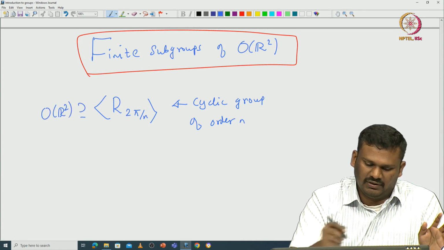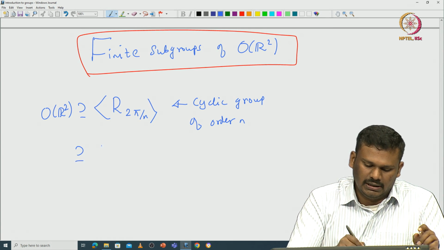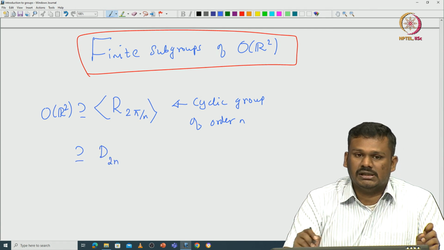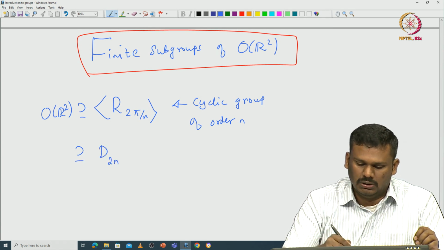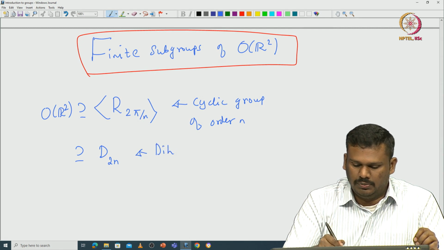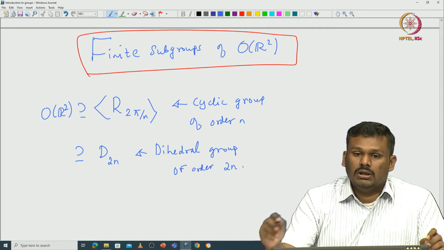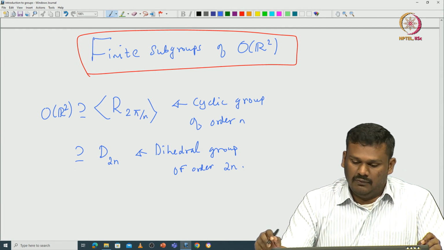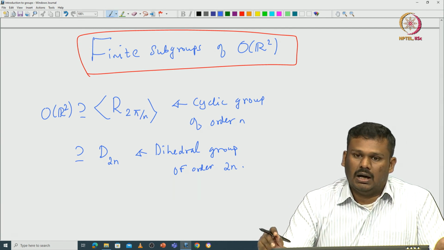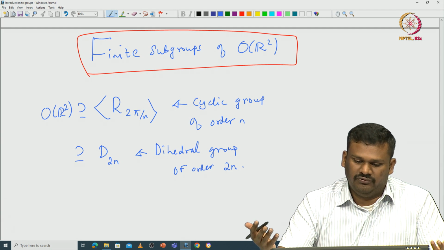This is something we have seen. We have just seen that this D_2n naturally sits inside this O(R²). So, this is the dihedral group of order 2n. Now we want to ask the question: are there any other finite subgroups of O(R²)?